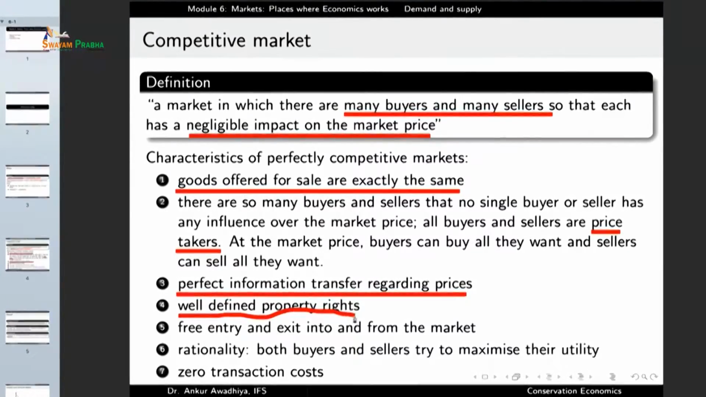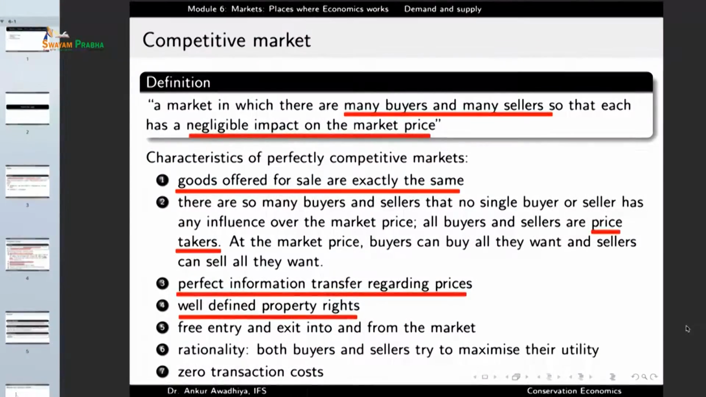The market should have well defined property rights, which means that the only way in which you can buy or sell a good is through the market. Nobody can go to a seller and snatch the goods, because if the seller has the idea that his or her goods can be stolen, then he or she will not provide such a huge amount of goods to the market as he would have provided if there were perfect property rights.